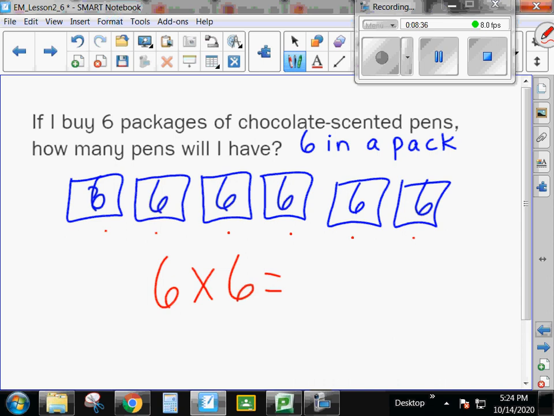Now, if you go ahead, you can add them up then. If you have 6 groups of 6 and you don't know what 6 times 6 is yet, you can go ahead and just skip count by 6s or keep adding these 6s. So you might even do 6 plus 6 is 12, and then do another 6 plus 6 is 12, and do another 6 plus 6 is 12. Then I need to add my 12 and 12 and 12 together. So your answer should be 36.